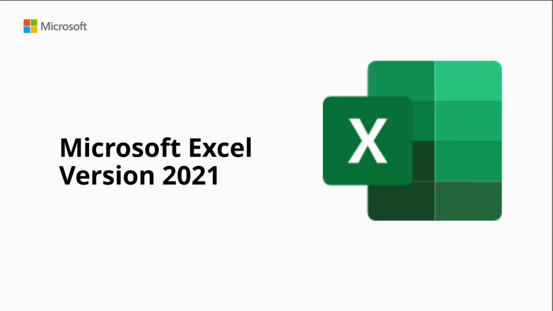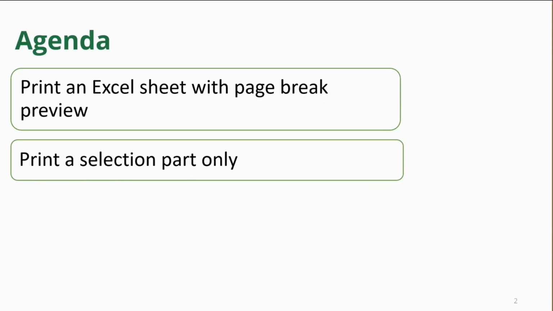We will be starting today with printing an Excel sheet with a page break preview and then printing a selected part only. Now, the reason behind learning this is, all of you know how to print a document. But Microsoft Excel specifically has features where it helps and simplifies your printing of a document.